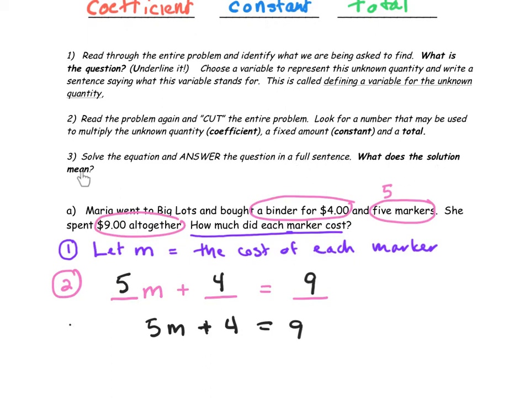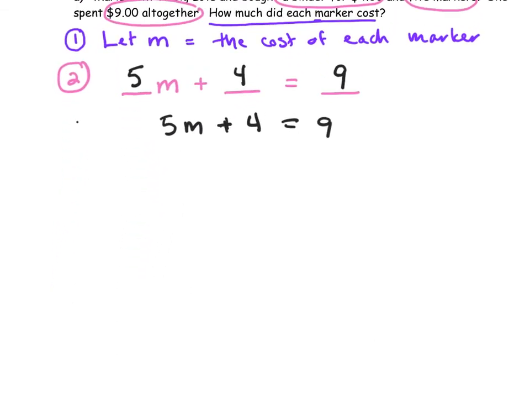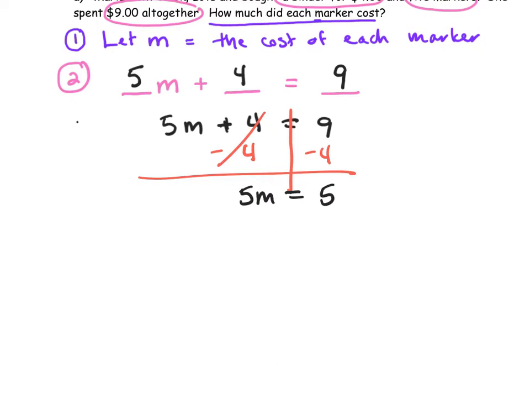So what does the solution mean? We've done this before. We've solved a 2-step equation. Let's work on this. So we're going to build our wall. I'm going to take away 4 because it says adding 4. Do the opposite. 5m is left over, and on this side I have 5. Then I'm going to divide by the coefficient on both sides. That's our second step. And the final answer is m equals 1.